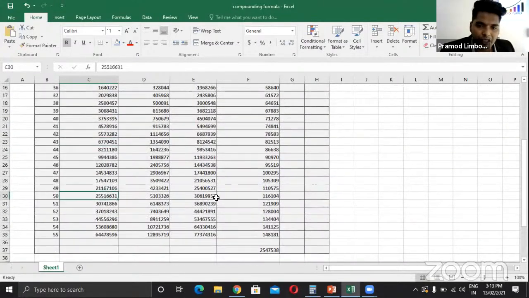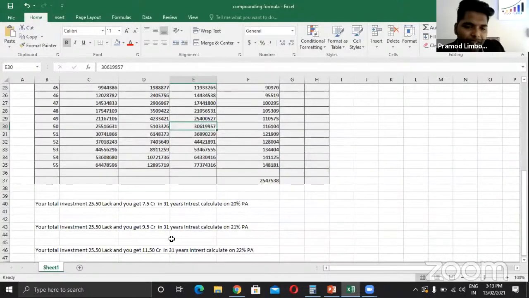Till the age of 50 you would have got around, can anyone tell me how much return you can see here? In comments also you can tell. It's around 3 cr. Okay traders, 3 cr. You just started from 3,000 rupees. At the age of 55 you can see here 7.7 cr.